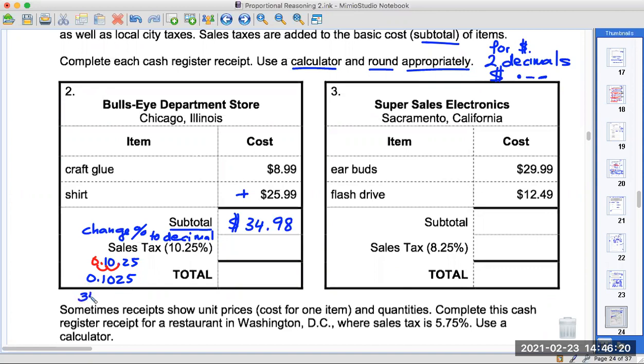So 34.98 times 0.1025. And now do that. Remember, this is a times button on your calculator. You don't need to use the parentheses. You just use your times button. I'll give you a second, put that in, make sure you have your numbers correctly, double check. Lay your calculator flat on the desk, on the table.